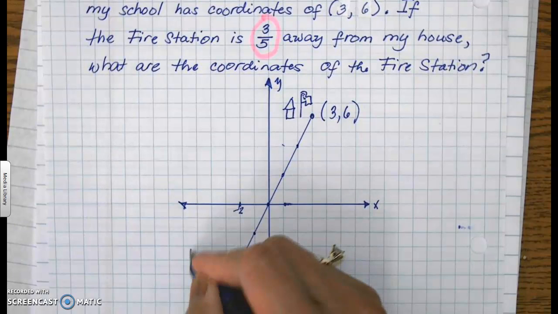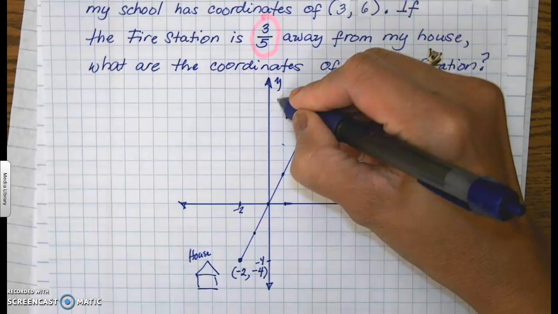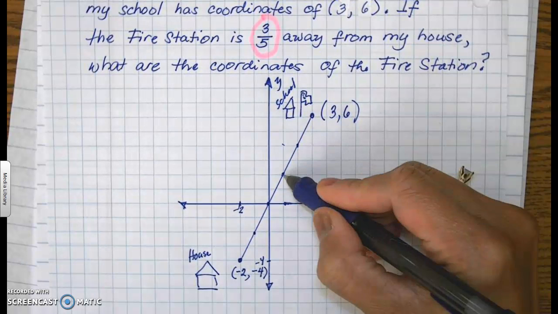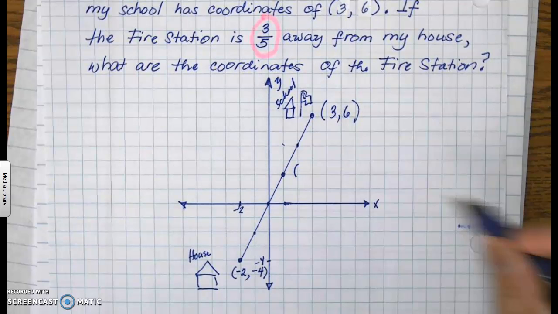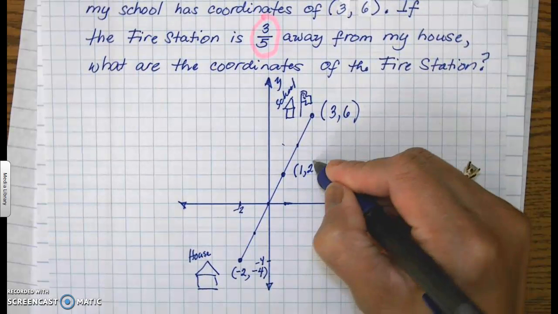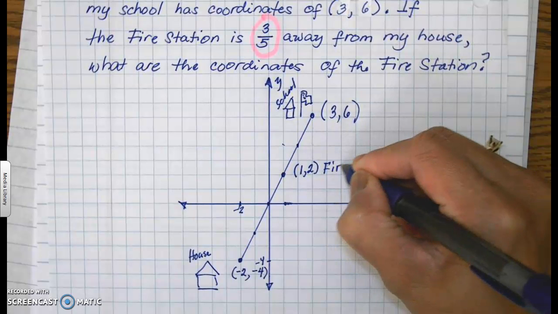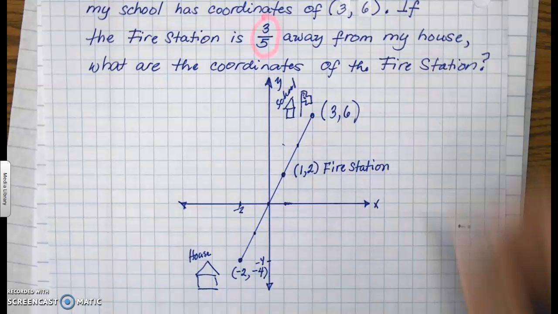So this is my house, and this is the school. The fire station is right here. So this is our expected answer. Our expected answer for the coordinates of the fire station is 1, 2. So this is the fire station. Okay?